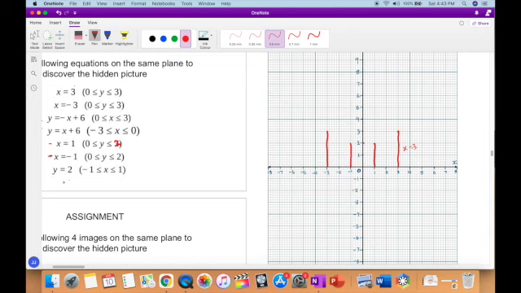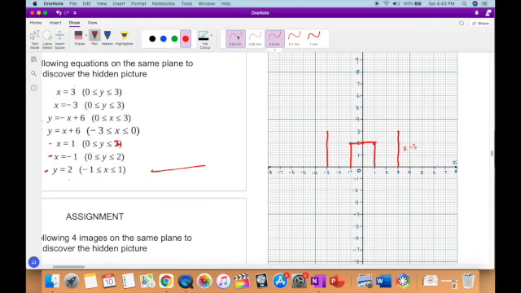Now we have the line y is equal to 2. We know that's a horizontal line, so y is equal to 2 is right here. It's supposed to go all the way across, but we have a range with it, and the range is between negative 1 and 1. This is negative 1 and this is 1 here. So we have that line y is equal to 2.